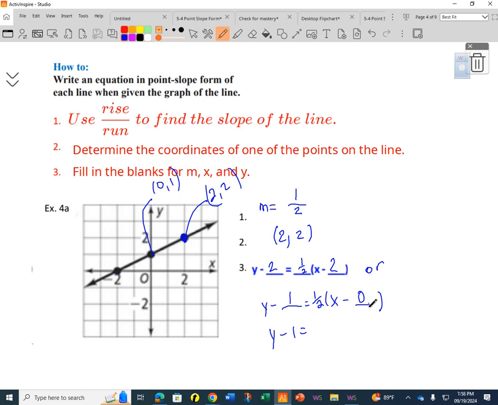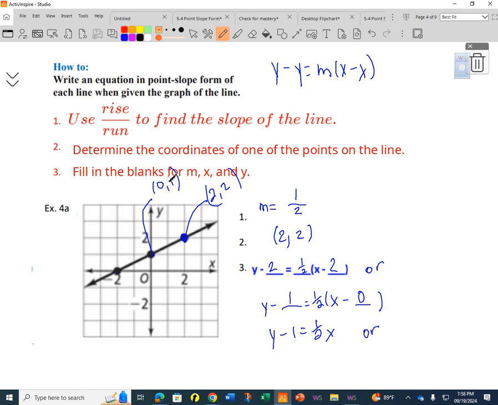So x minus 0 is x, and 1/2 times x is 1/2 times x. While that doesn't quite look like our y minus y equals our slope times x minus x, this is a special one because one of the coordinates is 0. Which brings us to our other one.